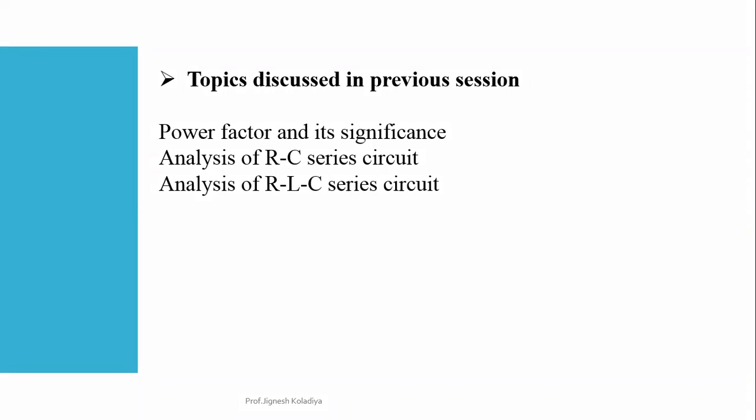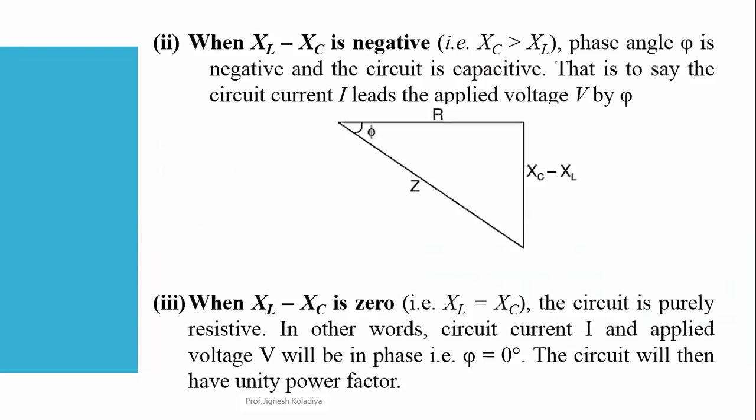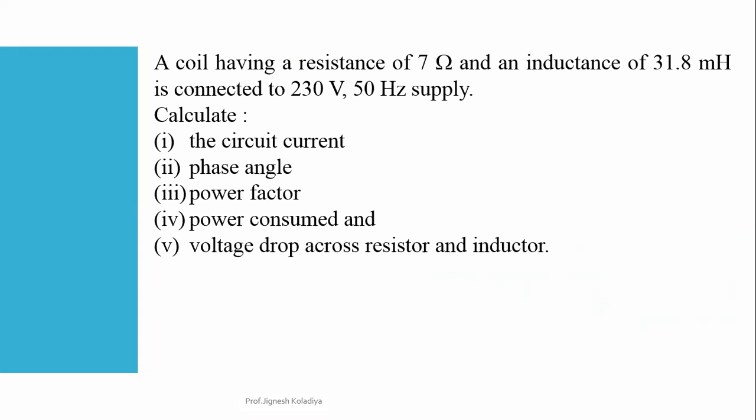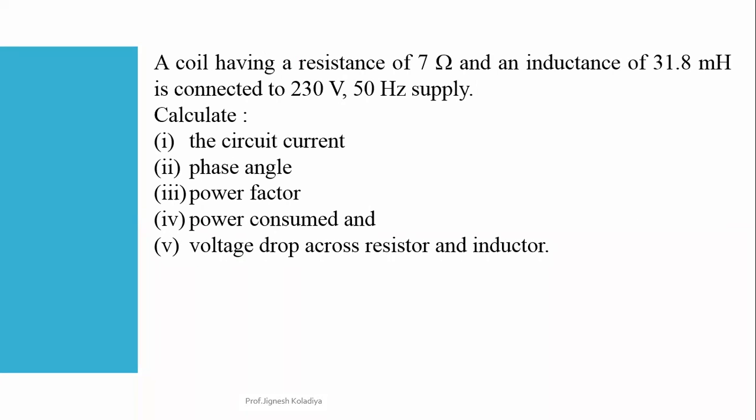In that we took three different cases: if XL is greater than XC, then what happens? If XC is greater than XL, then what happens? And if both are the same, then what is the circuit behavior, right? All these things we completed in the previous session. Along with this, we solved one numerical based on the RL series circuit, right? So according to me, we have completed up to this. Today we will solve some more numericals based on this, and then we will start the parallel circuit.